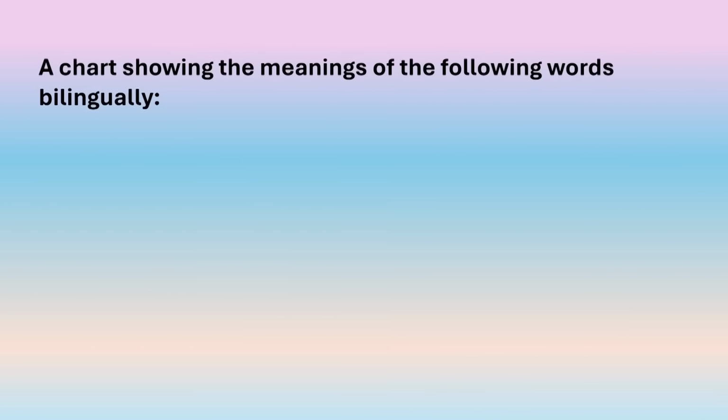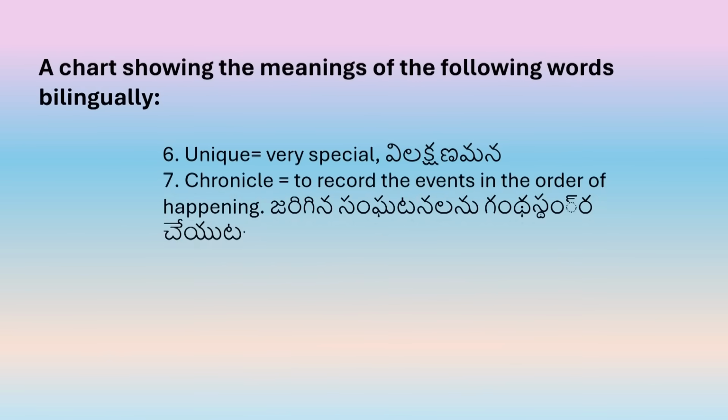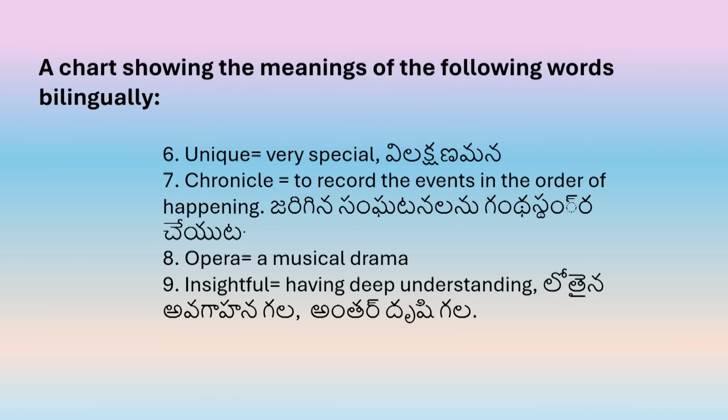Now, let's come to unique, very special. Chronicle, to record the events in the order of happening. Opera, a musical drama. Insightful, having deep understanding. Victims, sufferers.